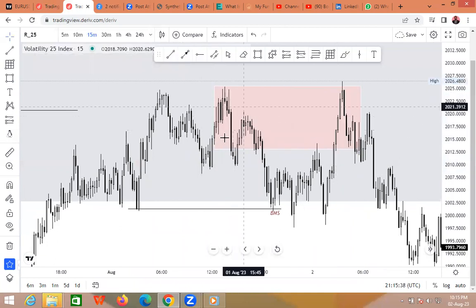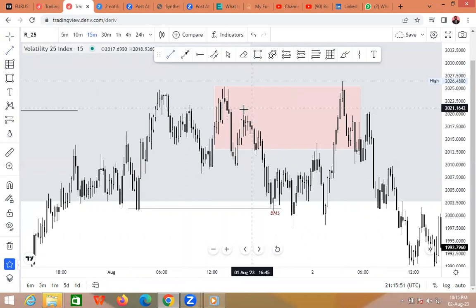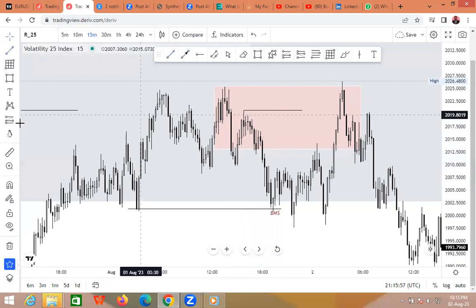But I was looking again for what was inside this place. Was there an IPA? Was there another block? I couldn't see another block. I saw all of this choppiness, so I wanted to take the entry on this internal liquidity. This was internal liquidity. You can check out the videos for internal liquidity.